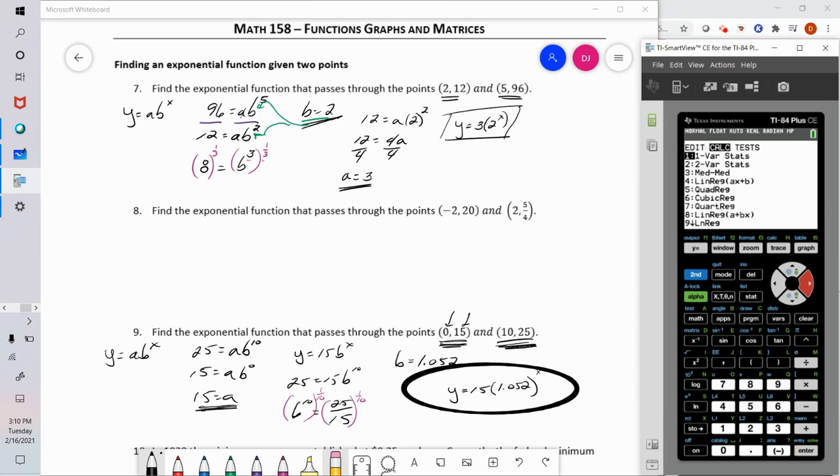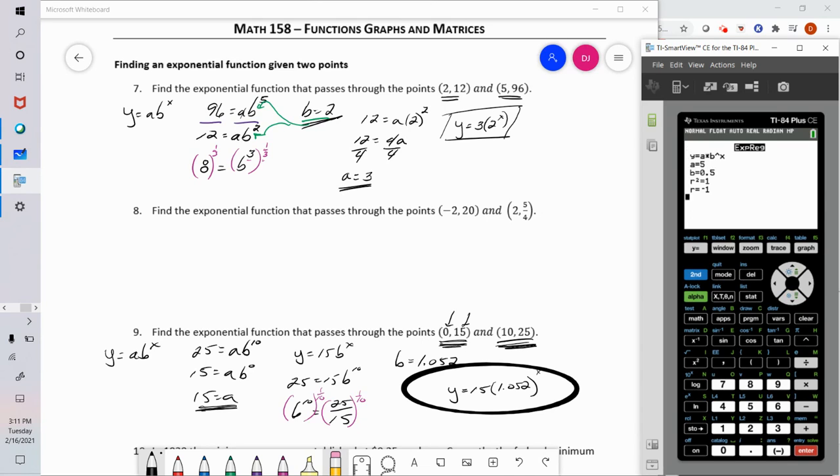Stat, calc. Now, if I go down my list, number 4 is linear regression. We've seen that before. Number 5 is quadratic regression. We've seen that before. We want to go all the way down here to number 10, or 0, exponential regression. X values are in L1. My Y values are in L2. I'm not going to bother storing the RegEQ because at this point, for this problem, all I want is to know the equation. Calculate.